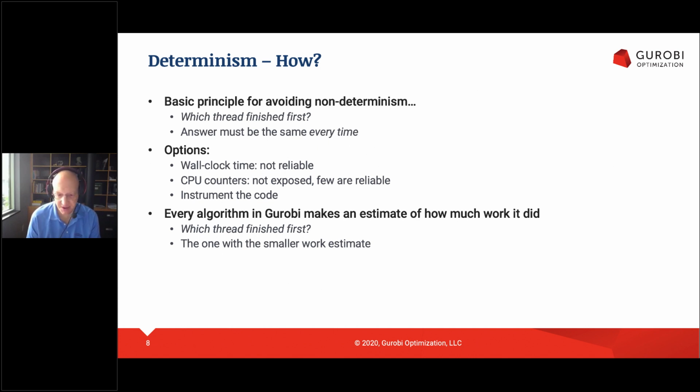And the third is just to instrument the code, which is what we do. Every algorithm in Gurobi, when you run it, computes a result, and it also computes some estimate of how much work was required to produce that result. So when you're faced with the question of which thread finished first, each thread, when it's done, says, here's the result of the computation, and here's my estimate of how much work was required. And then you just take the result that had the smallest amount of work. You just assume that was the one that finished first.